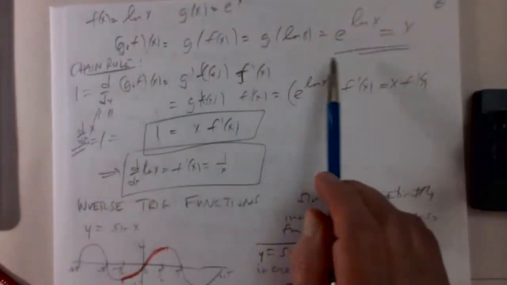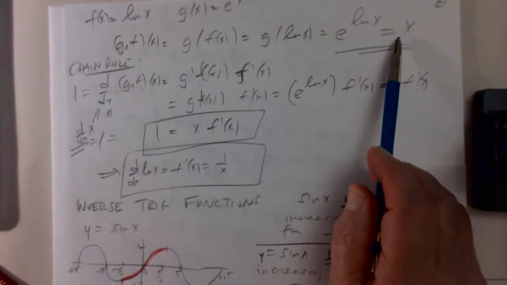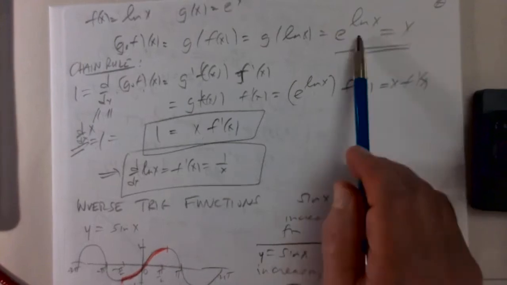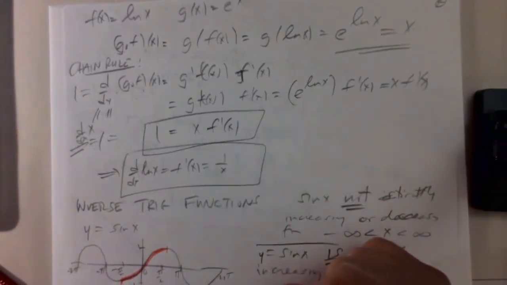G composed with f, that's e to the log x, that's x. So when you differentiate with respect to x, on this side, you get 1. And on this side, you get x f prime of x.